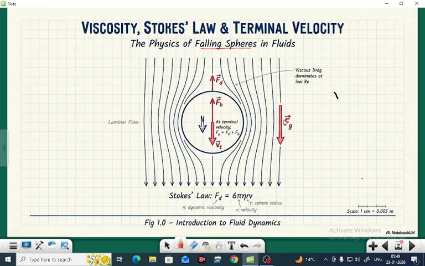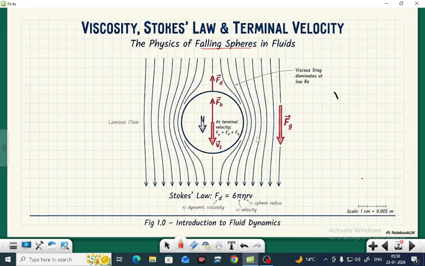Here you can find that this is Fg, right? At terminal velocity Fg equals Fd plus Fb, right? Therefore we are getting that this force will be equal to this force and this force. That is Fg equals Fd plus Fb. Here you see Fd is equal to viscous drag, and that is equal to 6 pi eta Rp according to Stoke's law.